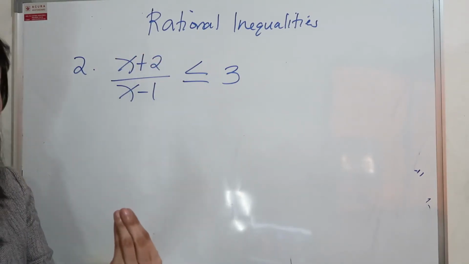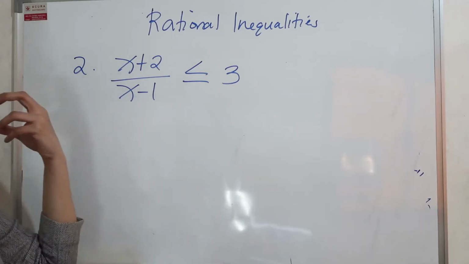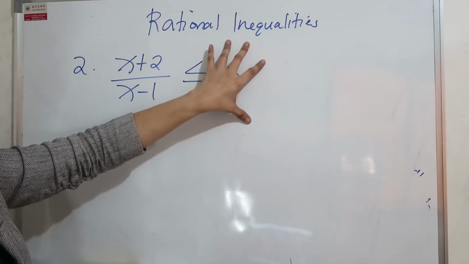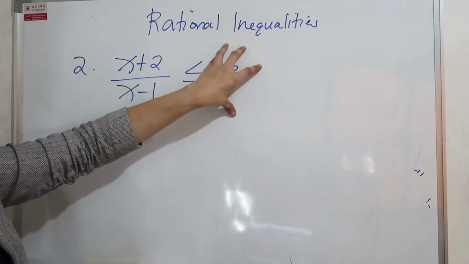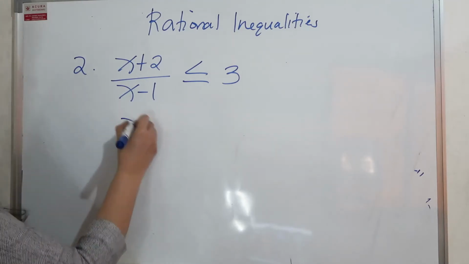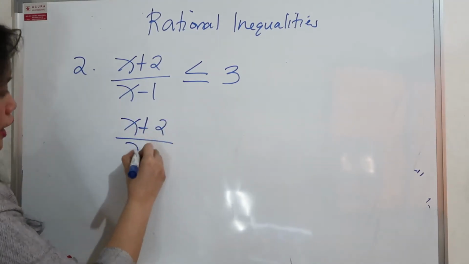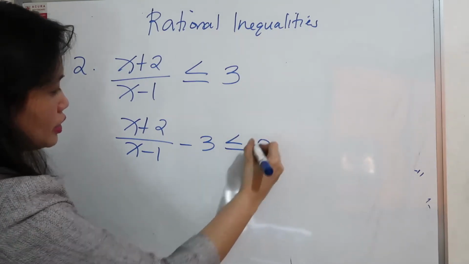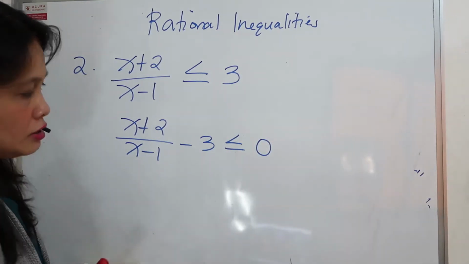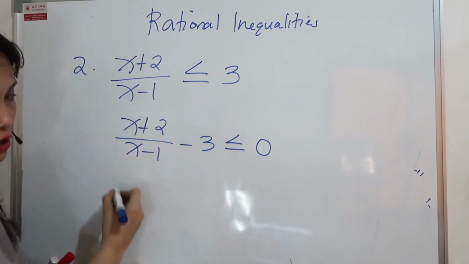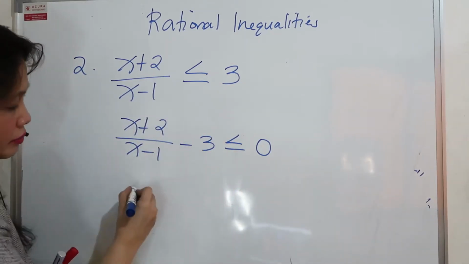First procedure, you need to get 0 on the other side. Be sure that the other side must be 0. So what will happen to 3? You need to transfer it to the other side. So this will become x plus 2 over x minus 1 minus 3 less than or equal to 0. Then what's next? We need to make it a single fraction.